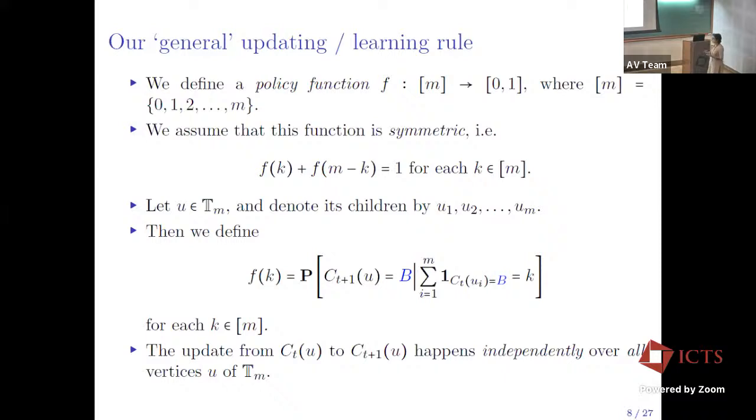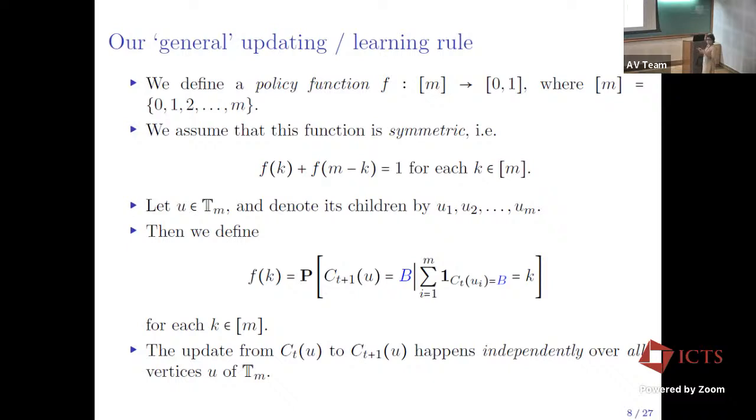So we have to talk about our update rule now, which is, as I was mentioning at the beginning of the talk, a slightly tweaked version of what Rahul Roy, Anish Sarkar, and Nandini Bhattacharya were dealing with in their paper. So we have a policy function F, which maps from this set, the set of all non-negative integers less than or equal to m. Here m is the number of children of each vertex of the tree we are considering. This policy function maps from this set to the interval [0, 1].